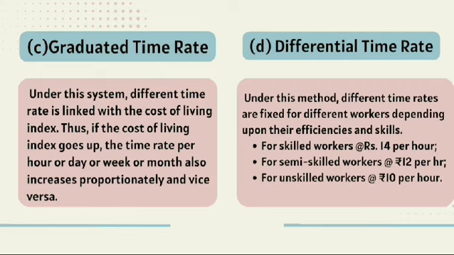The fourth method is differential time rate system. Under this method, different time rates are fixed for different workers in the same group according to the differences in their personal abilities and skill. Higher rates are given to efficient workers in recognition of their efficient performance. For example, for skilled workers, the rate will be rupees 14, for semi-skilled workers rupees 12 and for unskilled workers rupees 10 per hour.